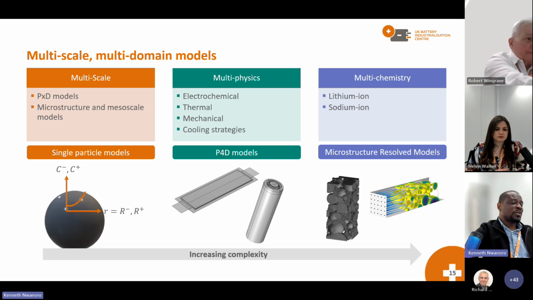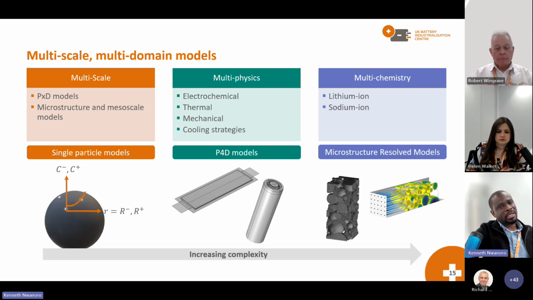Again, sometimes we want to understand some of the bottlenecks in the species transport or effective transport properties of a cell. Say we want to optimize the particle sizes, increase the tortuosity or get the optimal porosity, then we dive deep into a resolved mesoscale microstructure model. And we have all the capabilities to do this at UKBIC.